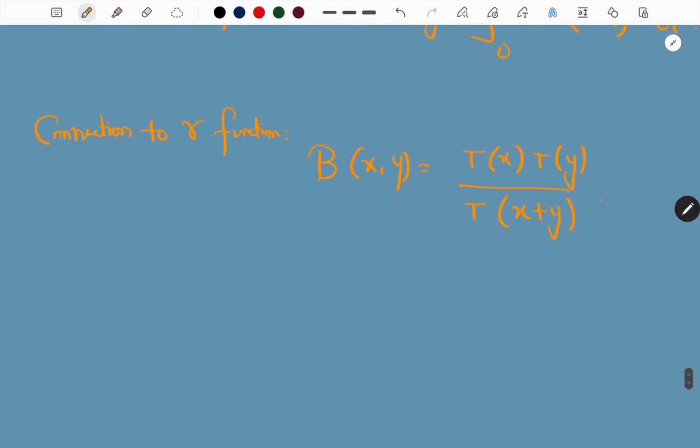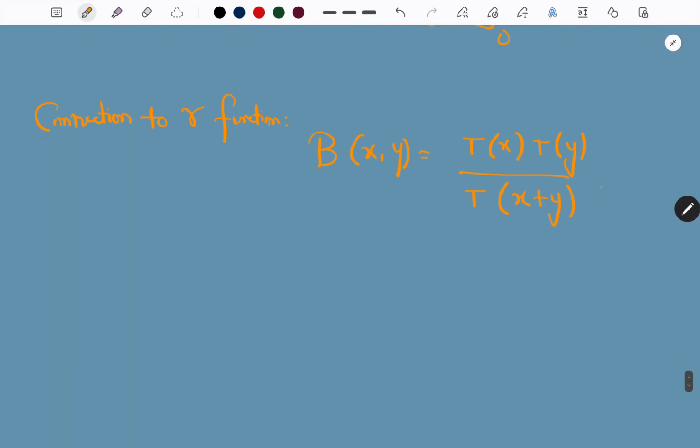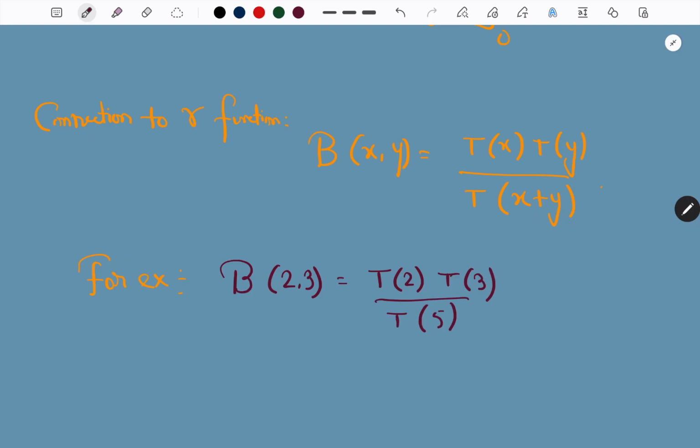So this makes it easier to calculate. Once you know gamma values, then you can calculate beta function or beta values. For example, I can give you one example which is simple to understand. Say if somebody asks you beta of 2 comma 3, you will say that as gamma 2 into gamma 3 divided by gamma of 5.